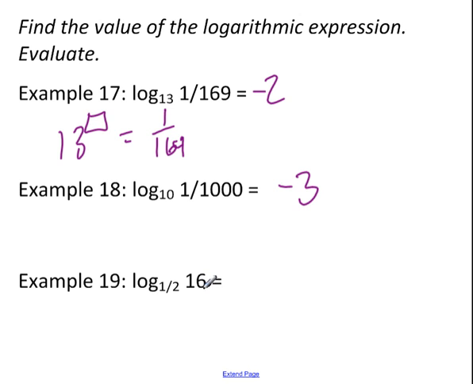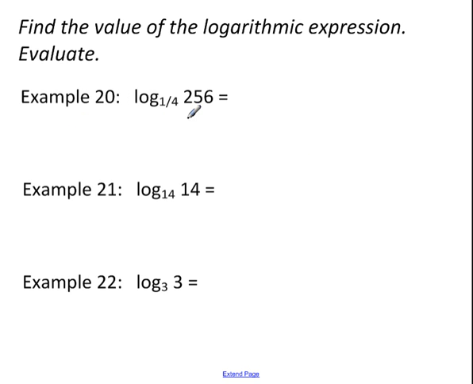Alright, 2 to what power is going to make 16 is going to be 4, but if I need to go from fraction to number, I'm going to put the negative in front. Alright, 1/4, that'll be a negative 4 there, because 4 times 4 times 4 times 4 makes that. Negative flips your fraction. 14 to what power stays at 14? I hope you're thinking, hey, that's 1. 14 to the 1 equals 14. So 3 to the 1 equals 3.